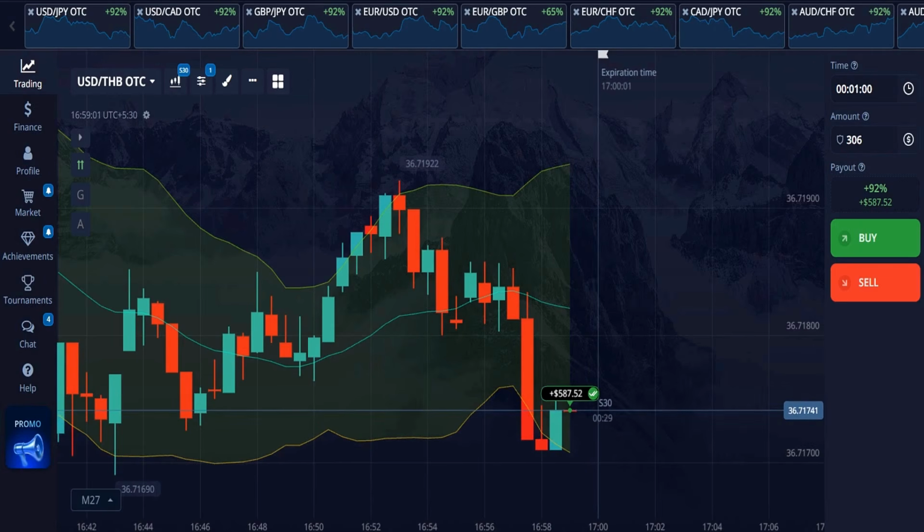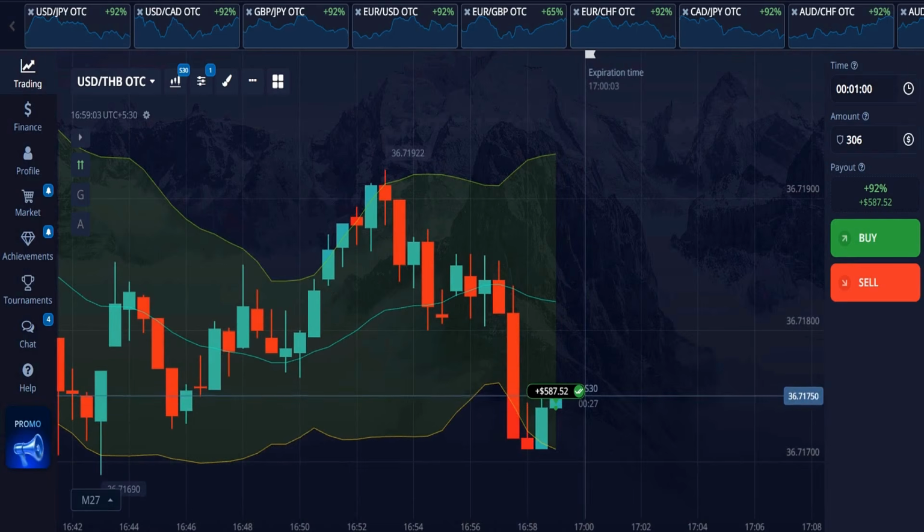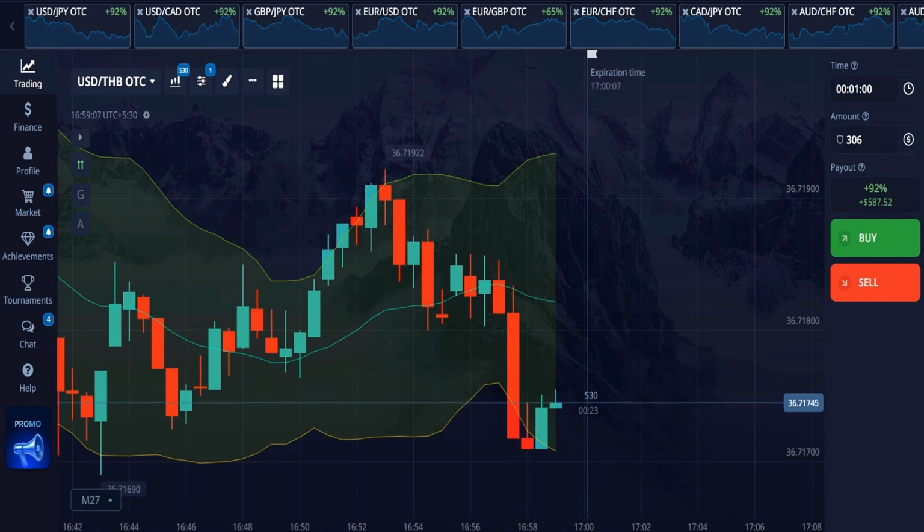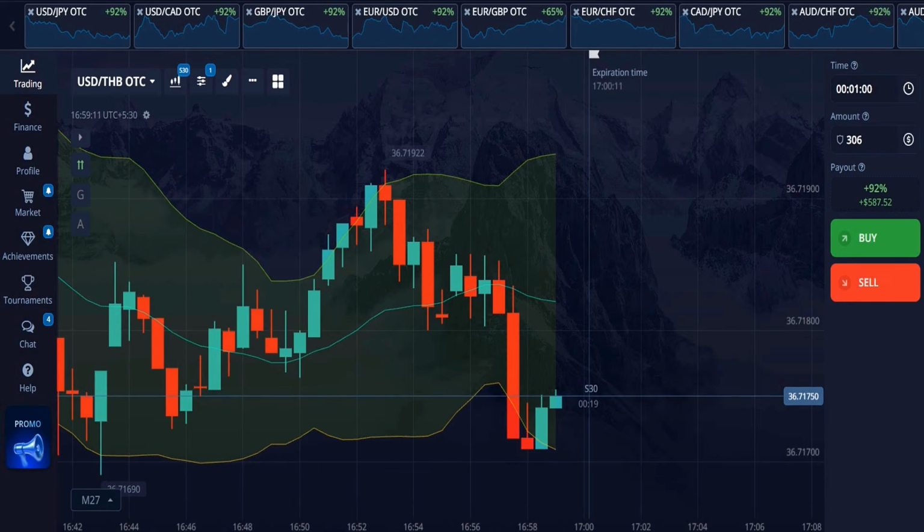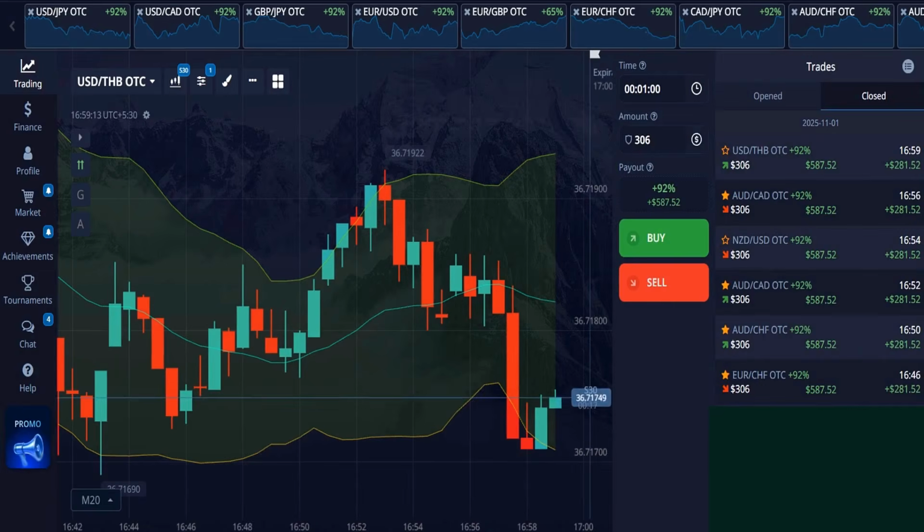And there it is, a clean reversal close. The candle finished strong in the upward direction, bouncing beautifully off the lower Bollinger Band. It's a textbook reaction that proves how well the power candle logic works when you wait for the right confirmation.